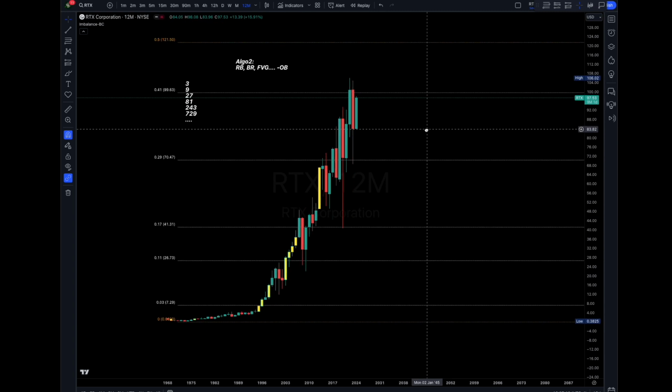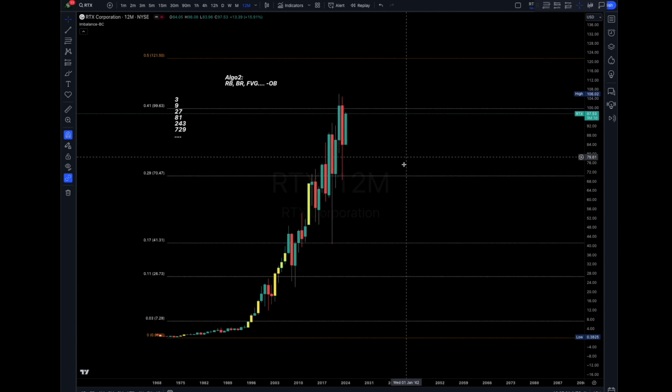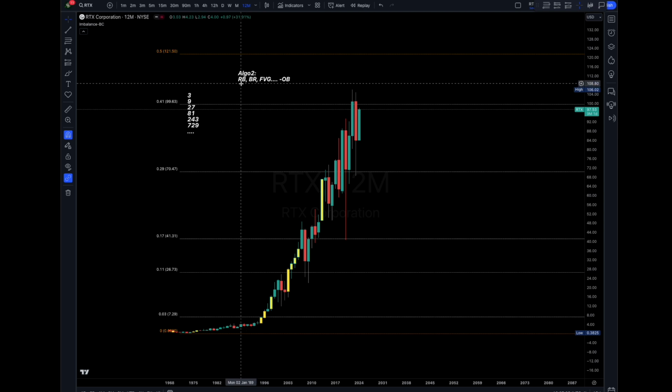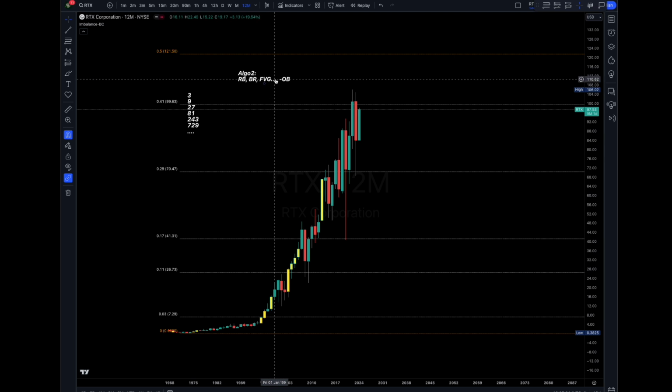Okay, but we want to buy at a good price. We want to buy at fair value. So we know that price likes to go from the rejection block to the breaker block, dips to fair value, which is where we want to buy, and then it terminates at the opposite order block.